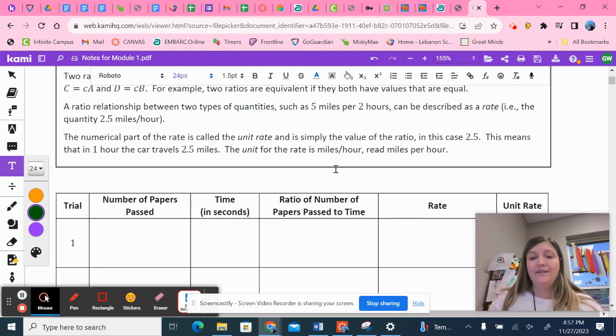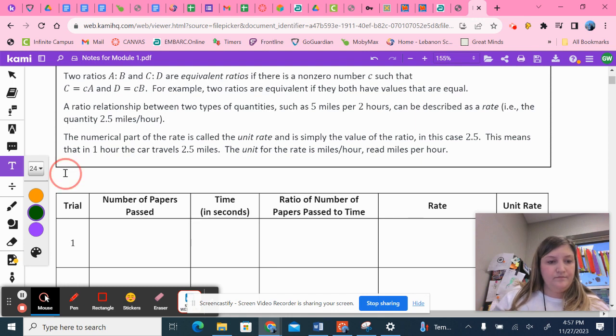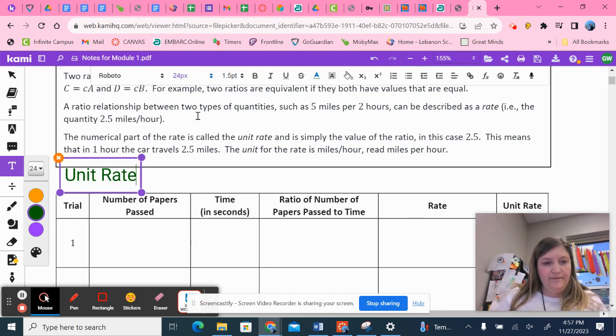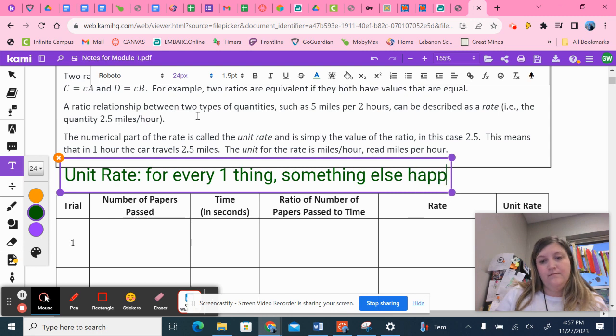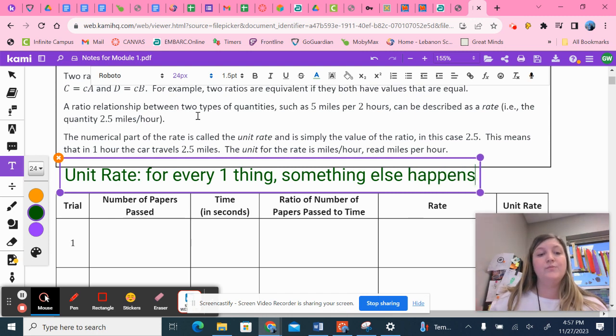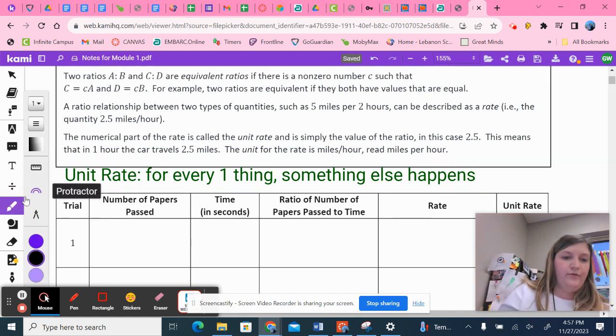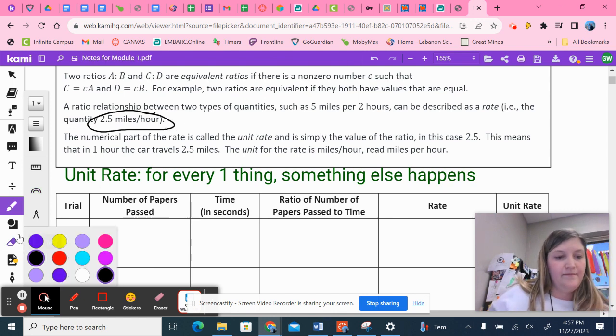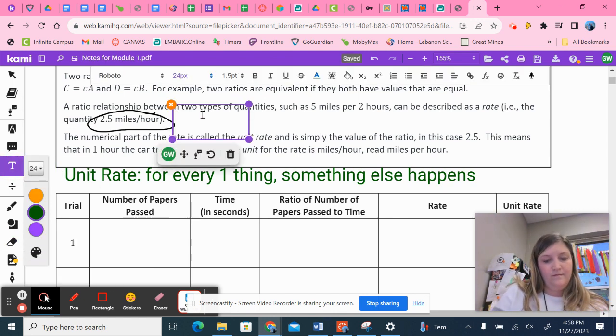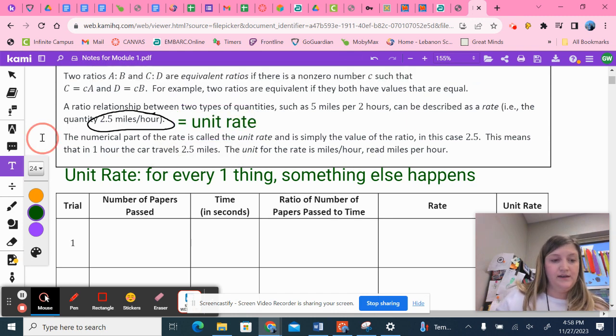So unit rate: for every one thing, something else happens. In the example it gave us, it's 2.5 miles per hour. So I'm going to circle that and say, this is the unit rate in this scenario.